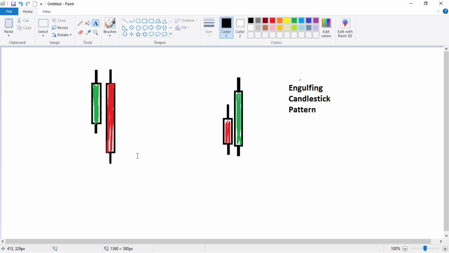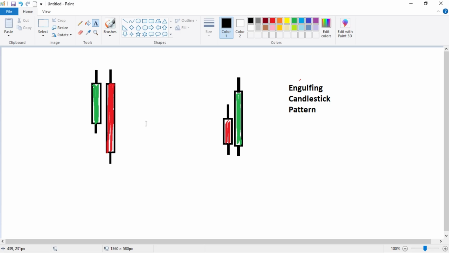An engulfing candlestick pattern is a candlestick pattern whereby, for example, in a bearish candlestick pattern, the body of the bearish candle engulfs the bullish candle. It engulfs the bullish candle with its whole body and its shadows.